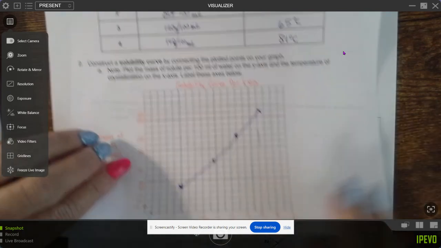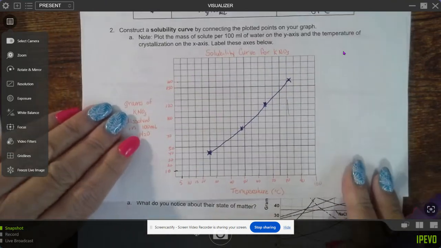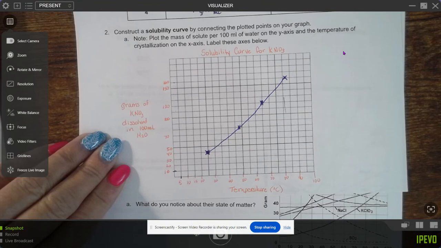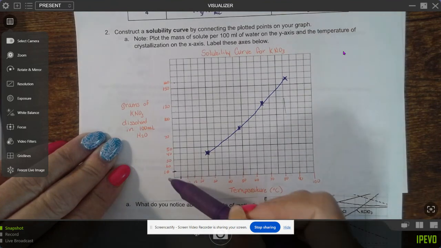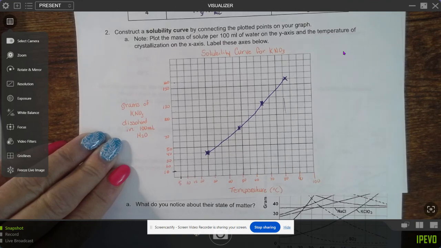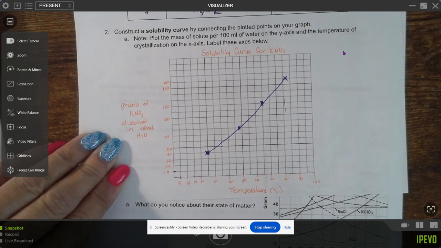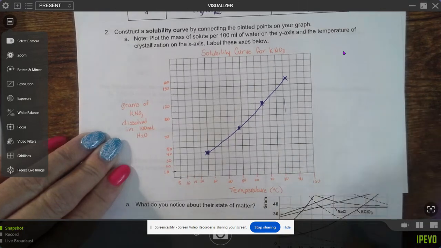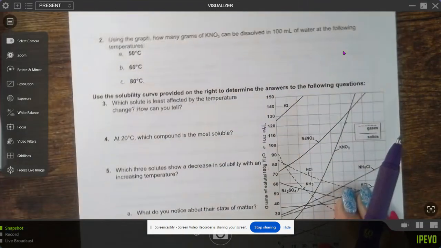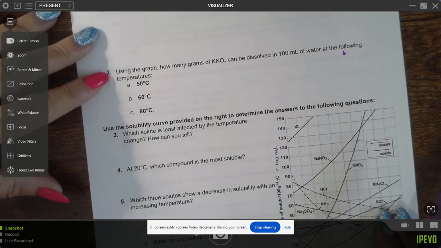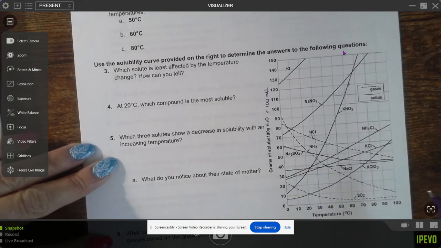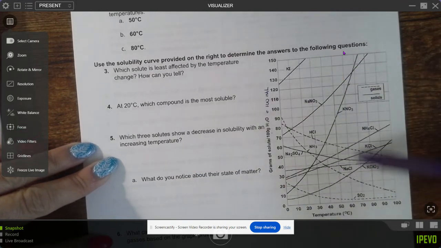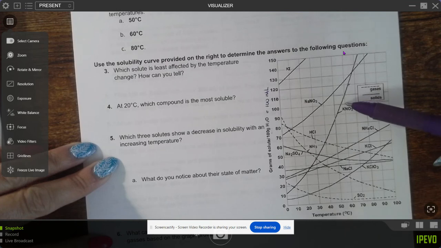The other thing I did not mention about your graph is that it should fill up the whole graph area that you have. So you have to think about your increments. I used 5 degrees per line and 10 grams of solute per segment in my graph, and that made my graph nicely fill the graph area. Once you answer questions 1 and 2 using your graph, questions 3 through 6 are just general questions using the solubility graph that's provided.